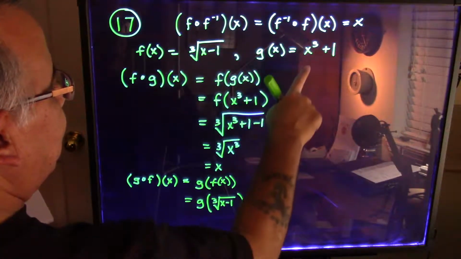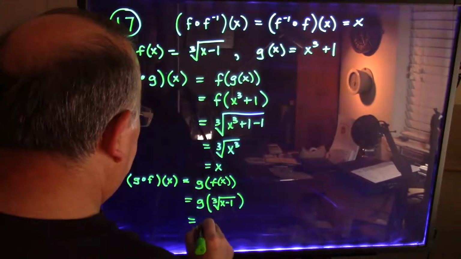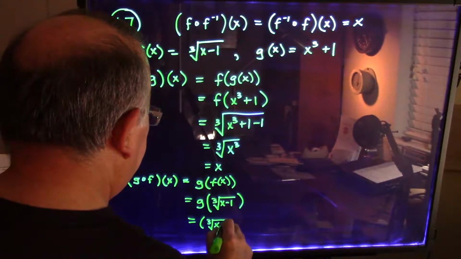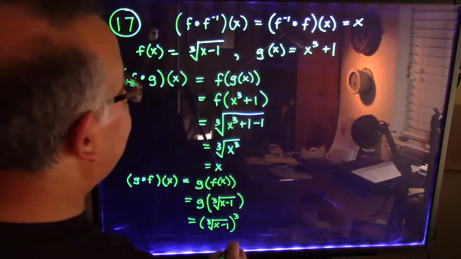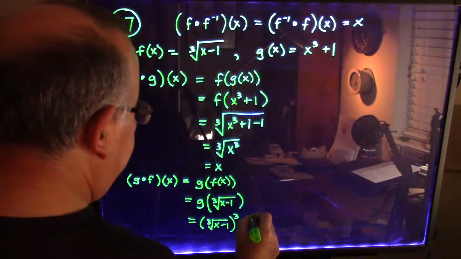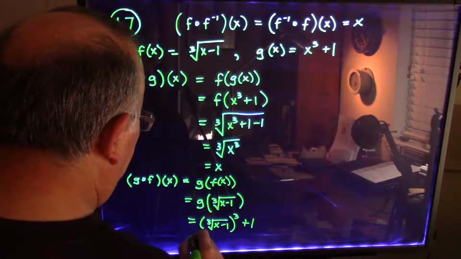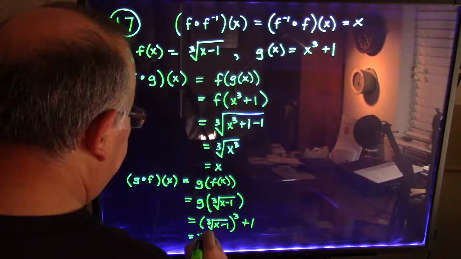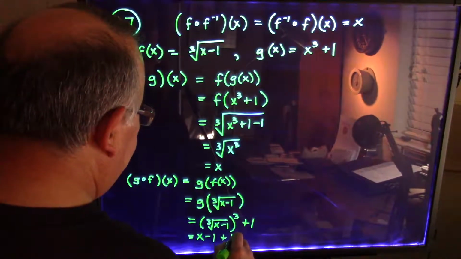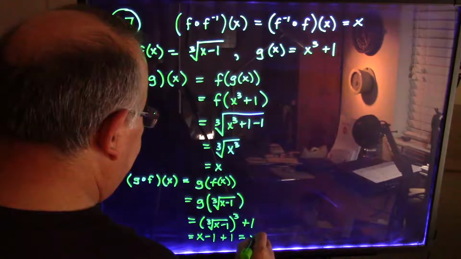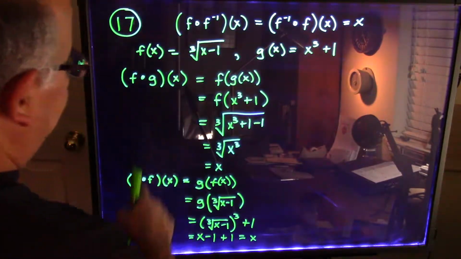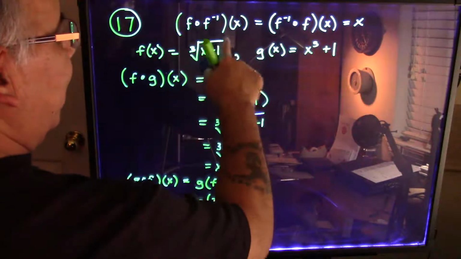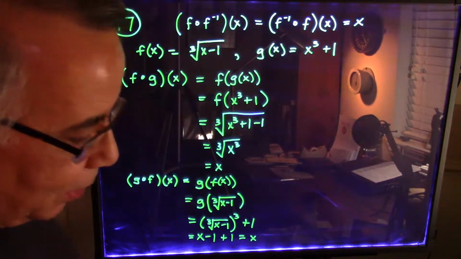Alright, so you plug that into there. So that equals cube root of x minus 1 quantity cubed plus 1. When you cube the cube root, you're just going to get x minus 1 plus 1, which of course equals x. So f composed with g does equal g composed with f, and they both equal x, so that means they are in fact inverses of each other.